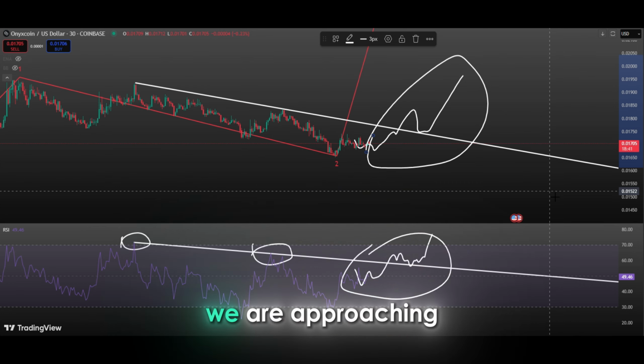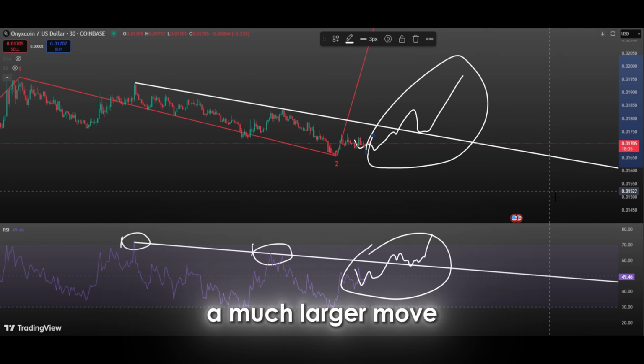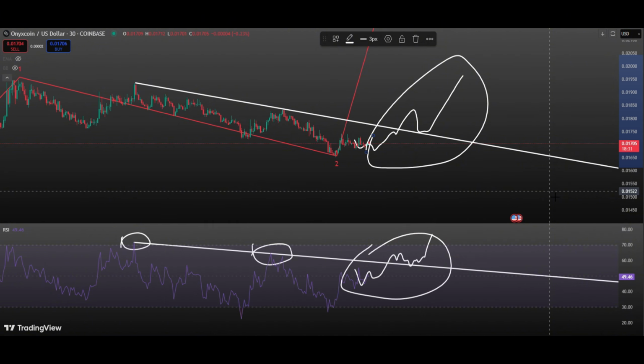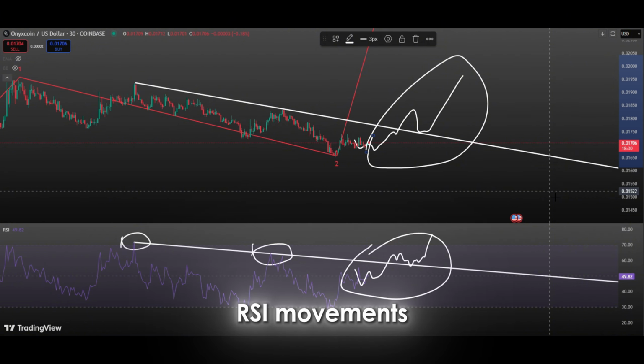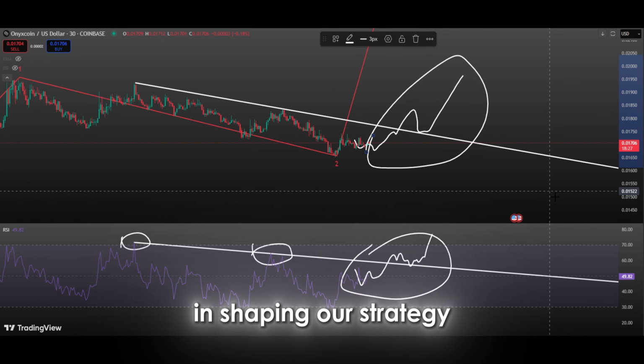In conclusion, we are approaching a very critical breakout threshold on both the RSI indicator and the price chart. If this breakout occurs, we may be witnessing the beginning of a much larger move. Not just a short-term reaction, but possibly a full trend reversal. That's why it's crucial to monitor RSI movements closely at this stage, as it plays a key role in shaping our strategy. Sometimes the biggest opportunities lie hidden at exactly these kinds of critical turning points.